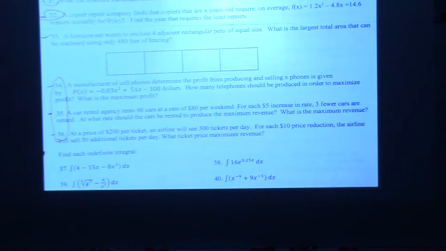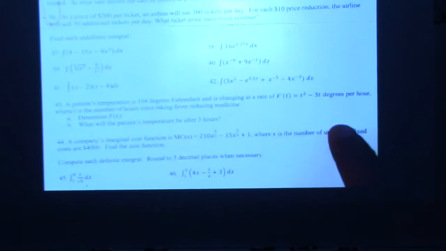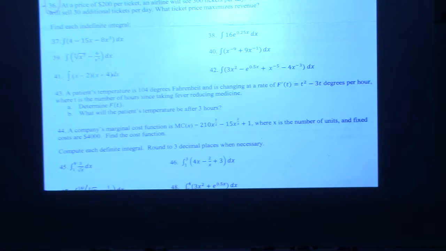And then we start getting to integration, antiderivatives. 37, 39. Those are pretty straightforward antiderivatives. Those are both power rules. You just need to know the power rule.